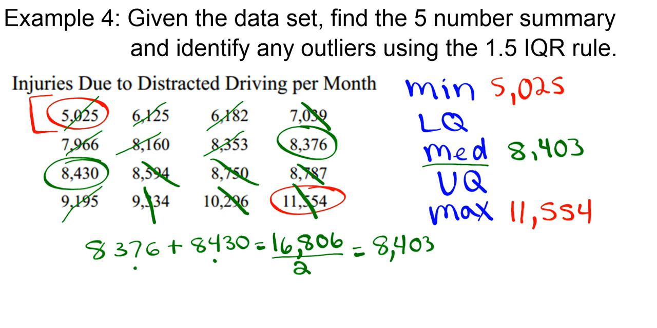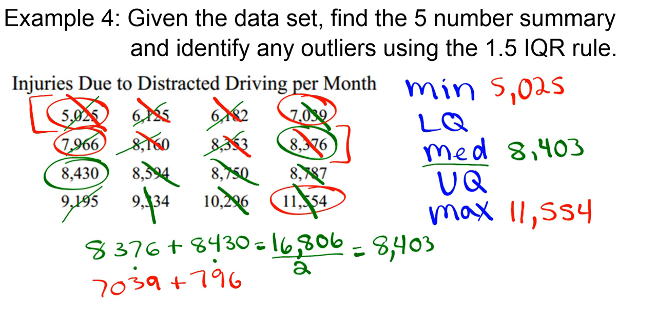Now, in order to find my lower and my upper quartile, I need to find my lower data set, which starts at the beginning and goes to where the median breaks. Now I'm going to cross to meet in the middle. And I notice that I have 2 numbers in the middle, so I'm going to do the same thing again. I'm going to add them together, and that's going to give me 15,005. I divide that by 2, since that's how many numbers there are, and I get 7,502.5. That is my lower quartile.